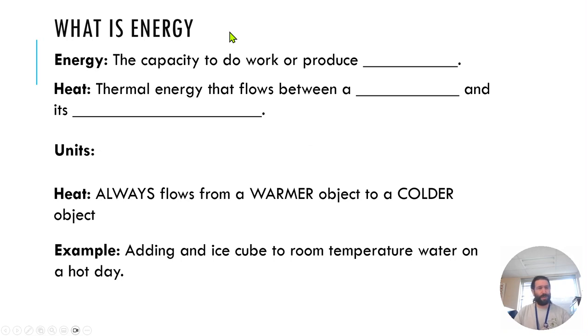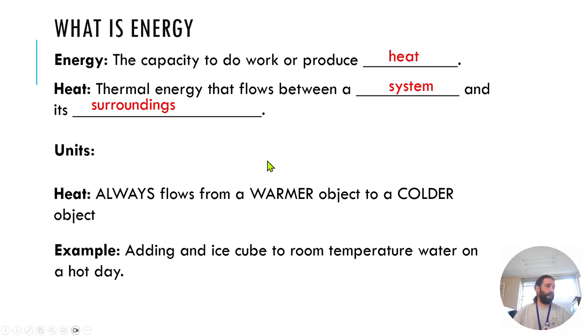The fancy scientific definition is that energy is the capacity to do work or produce heat. You'll learn about what work means in the scientific sense if you take physics. So what is heat? Heat is thermal energy that flows between a system and its surroundings. And we'll talk about what those things mean on the next slide, or a couple slides.